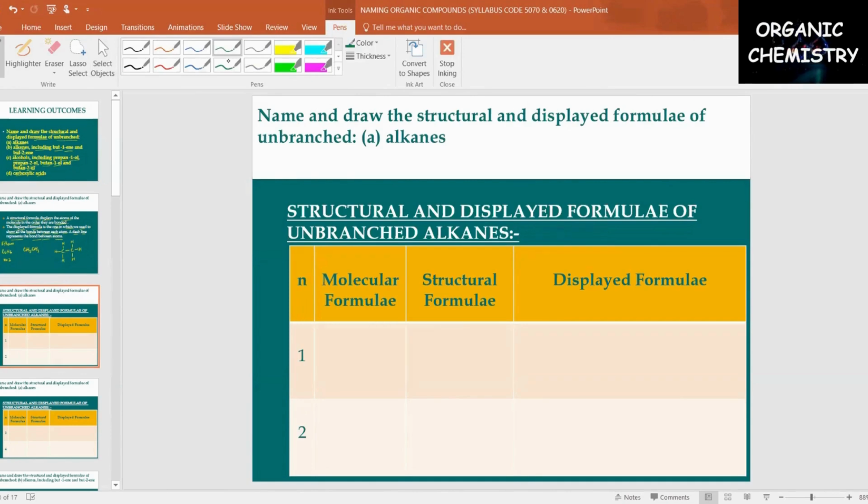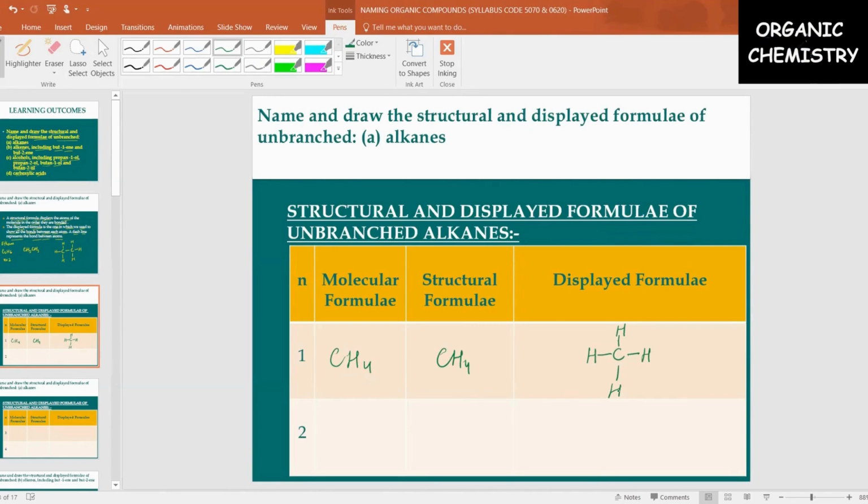So if the value of N is 1, the molecular formula of alkane will be CH4. The structure formula will be like this, CH4, not displayed formula. You have to show the bond between each atom. There are 4 hydrogen atoms and 1 carbon, so you will place carbon in the middle. 1, 2, 3, 4. Now place hydrogen atoms. In this way, you will draw the displayed formula of the first member of alkane.